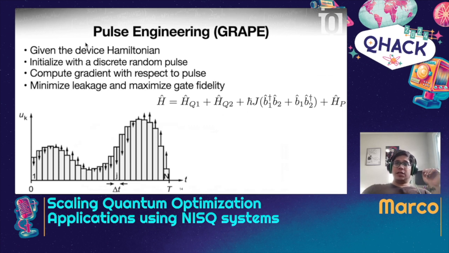Yes, and we want to minimize leakage. This means that since these are transmon qubits, you may have leakage to higher energy levels. You want to minimize that. You want to keep to the first two energy levels of your qubit, but also you want to maximize gate fidelity, meaning that you did the actual computation that you wanted to do in the quantum system.